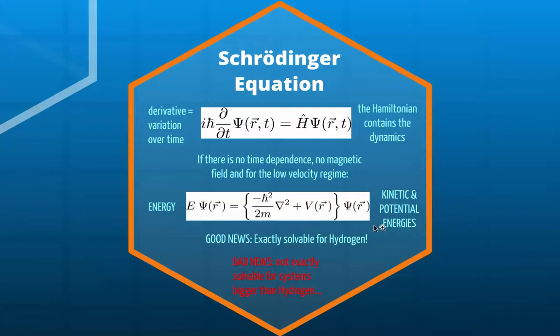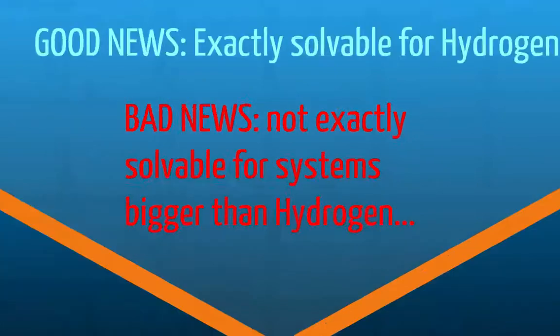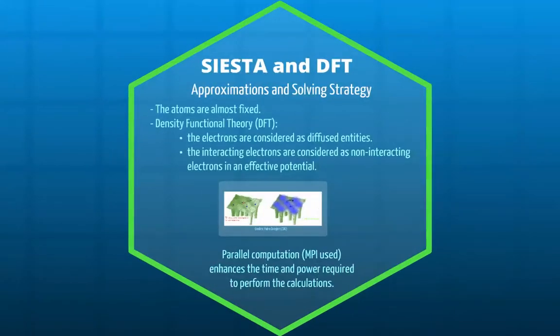This equation is exactly solvable for hydrogen, so that's great news. But the bad news is it's not exactly solvable for systems bigger than hydrogen. So what can we do when we deal with big objects? Siesta is a way to solve this problem. We have to make some approximations.